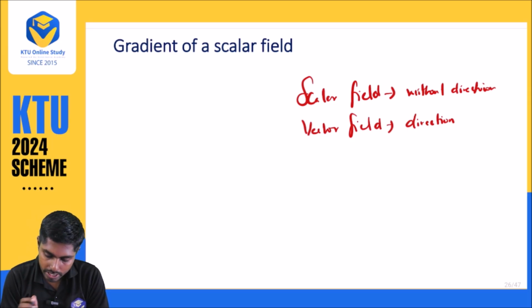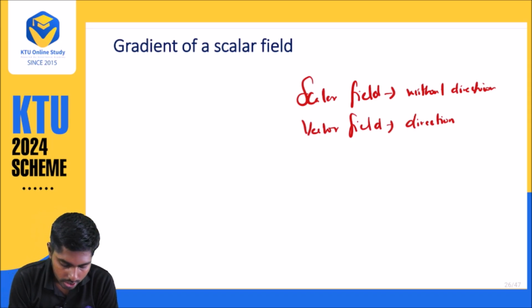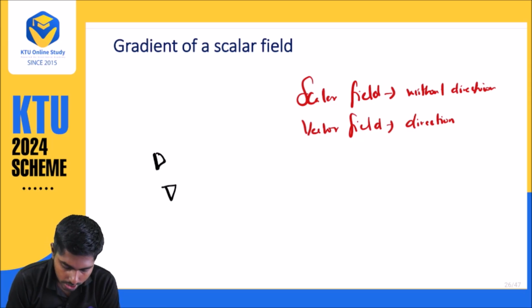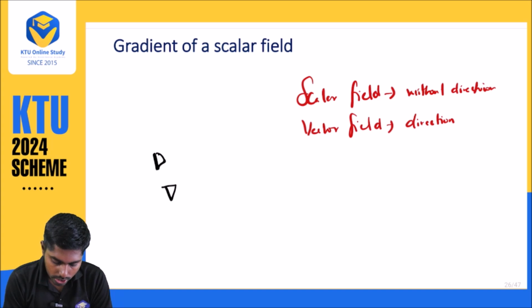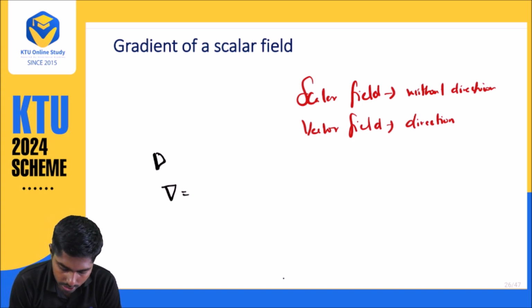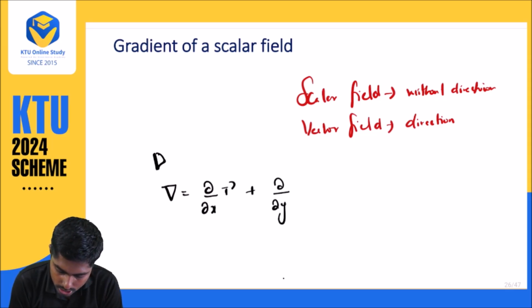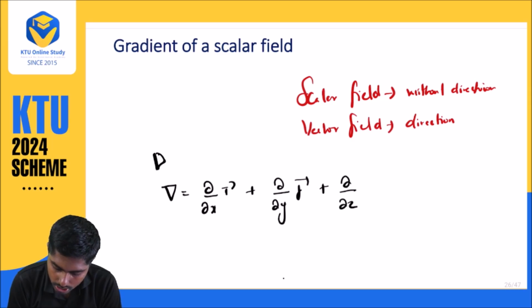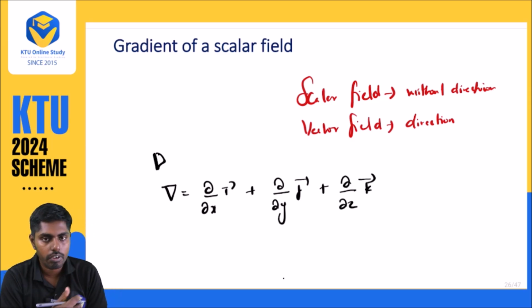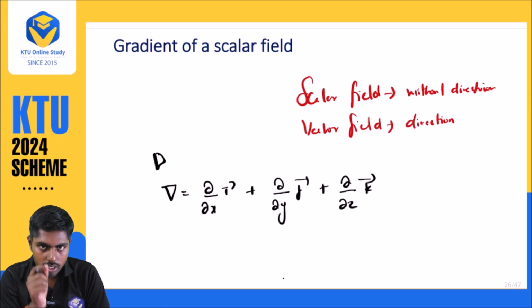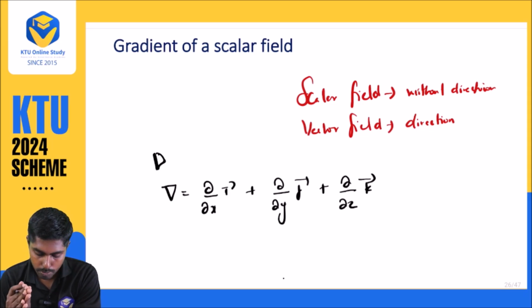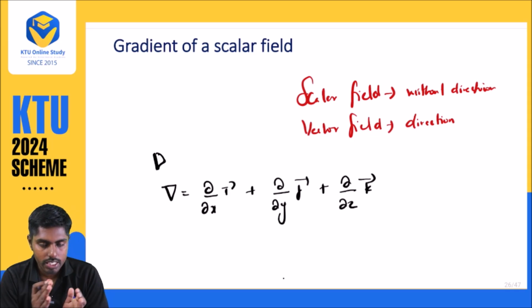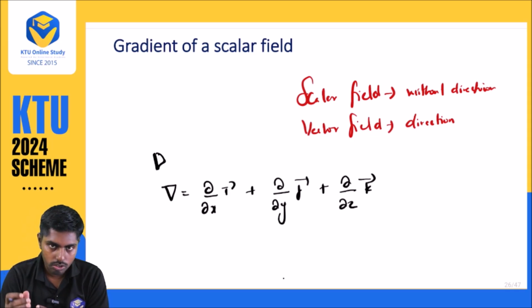Gradient here is denoted by the symbol delta, which we can also call the inverted triangle. This is nothing but the gradient: dou by dou x i vector plus dou by dou y j vector plus dou by dou z k vector. We learned this in our previous module also. It is the partial derivative with respect to x, y, and z, but here direction also comes in, that is i vector, j vector, k vector. So this is what they are asking.